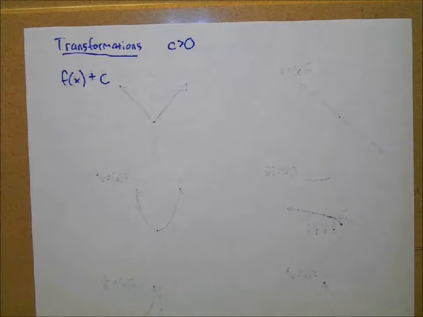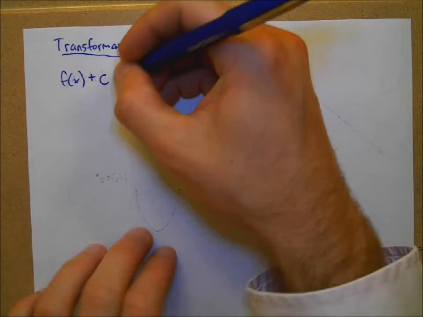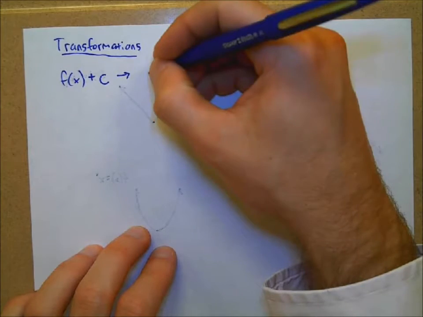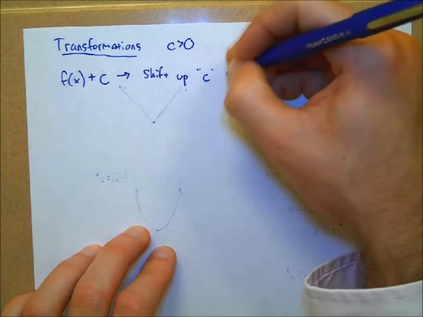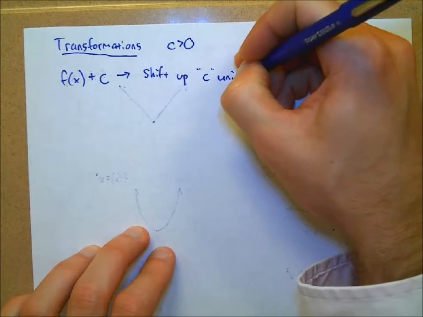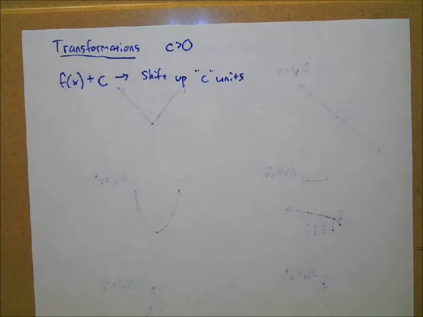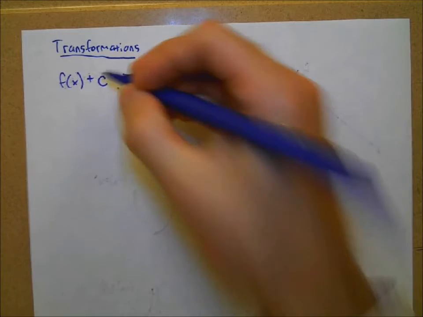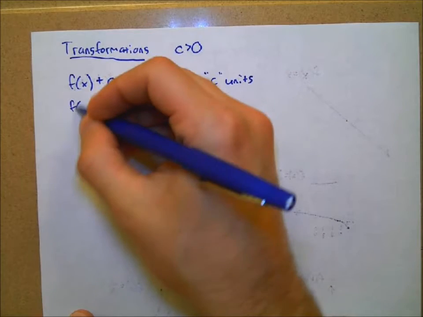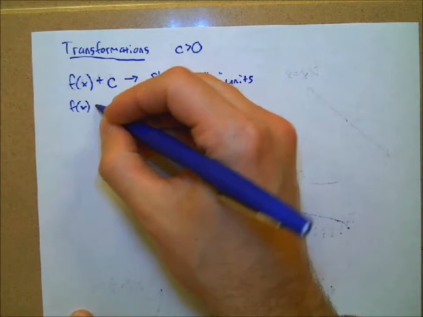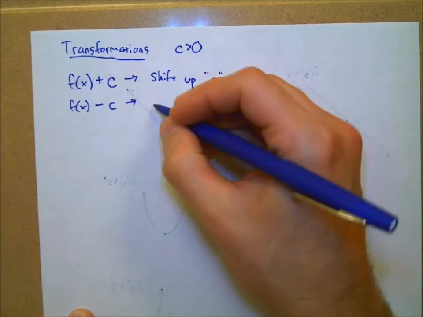Up, shift up how many units? C units, yep, shift up C units, okay? Or in geometry terms, a translation up C units. And so, of course, if we wanted to go down, we would do f of x, what? Minus c. Yep, and that's a shift down.